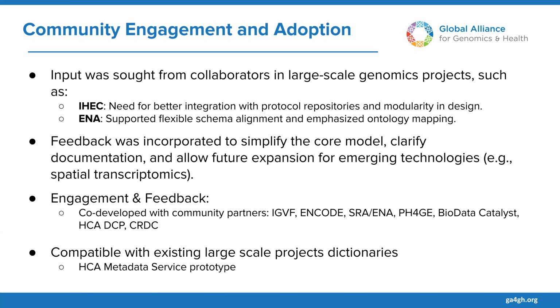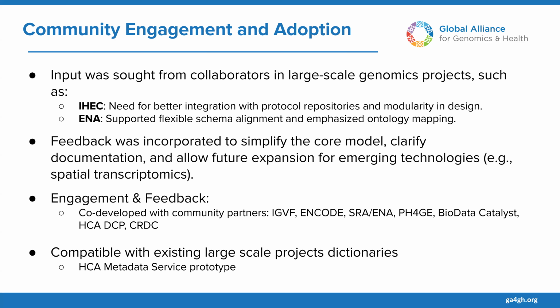During the development of the product, feedback was gradually incorporated to simplify the core model, clarify the documentation, and most importantly, allow for future expansions for emerging technologies. So we're looking here at a field that evolves very fast. So we have a core model here, and then in the future steps, as we'll see toward the end of this presentation, we'll look at ways where we can build additional modules that can build over that core checklist to describe things such as spatial transcriptomics, maybe targeted sequencing methods, and so on.